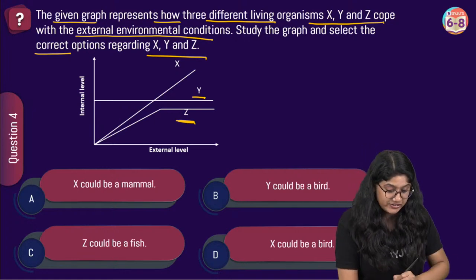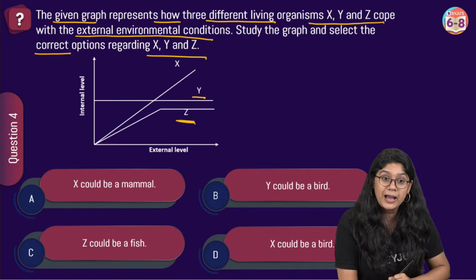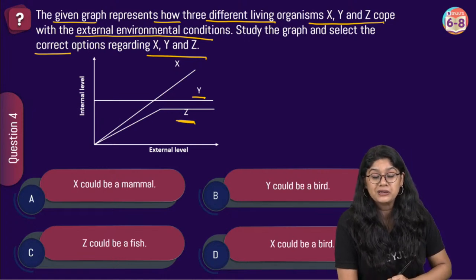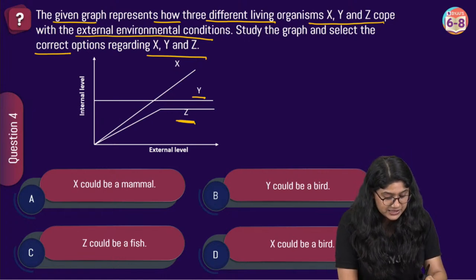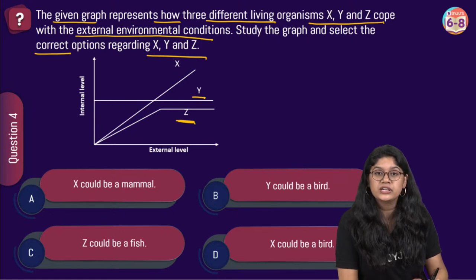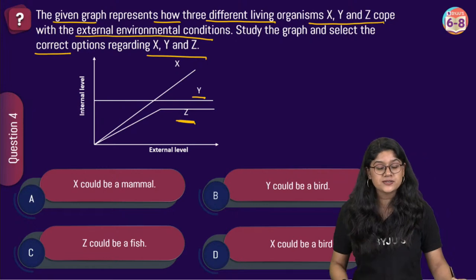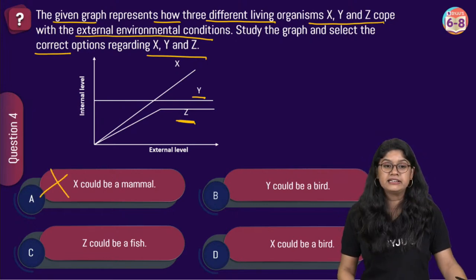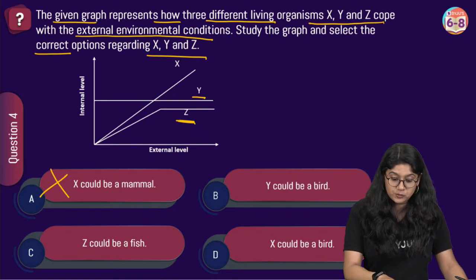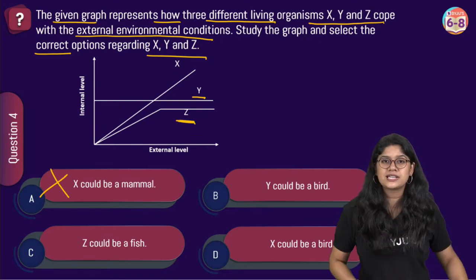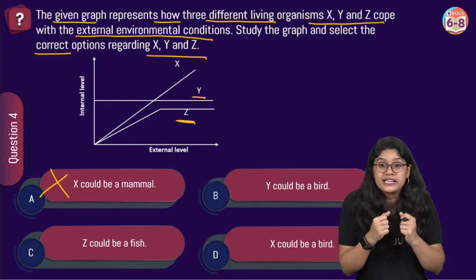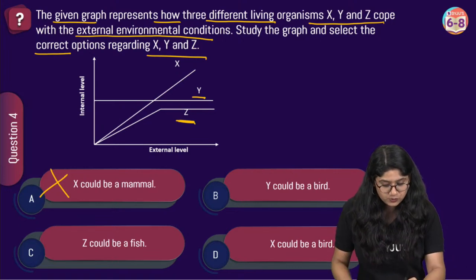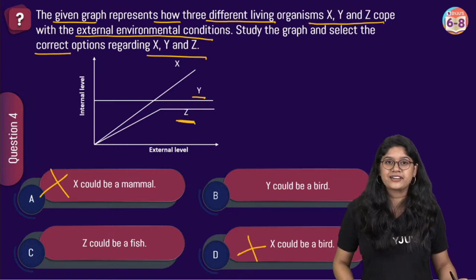So the X, definitely we know that could not be a mammal, because we can see it is changing its body temperature. Internal level is changing as the external level changes. So X could not be a mammal. First one is incorrect. X could be a bird? We just now discussed that. Birds can also maintain their body temperature. So, option number D is also incorrect.